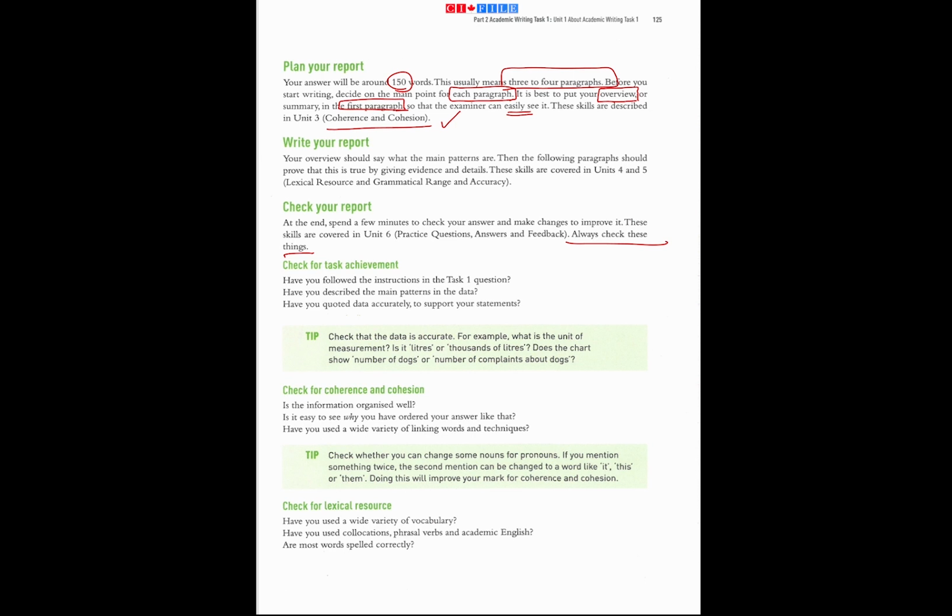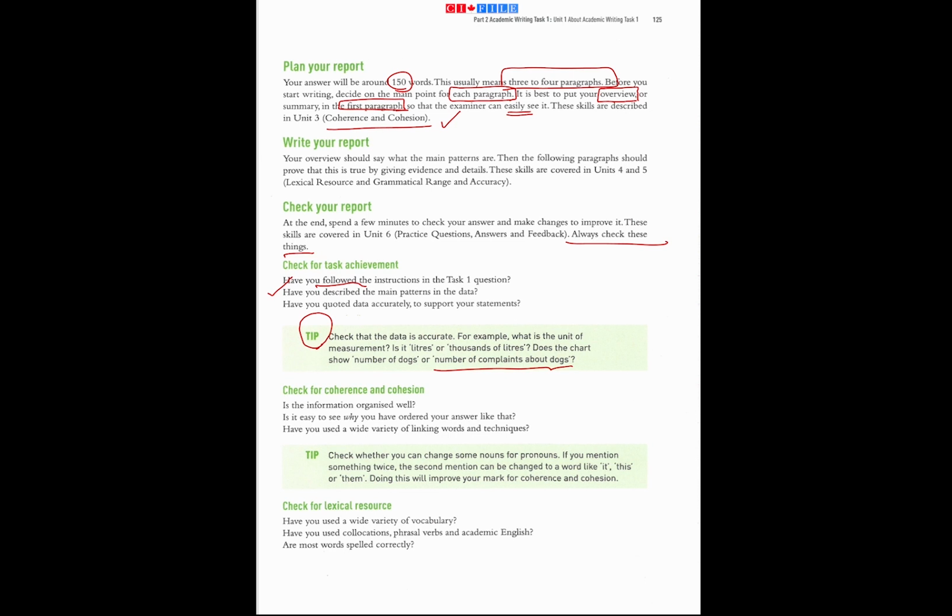Check for task achievement. Have you followed the instructions in the Task 1 question? Have you described the main patterns in the data? Have you quoted data accurately to support your statements? Here's my tip for you. Check that the data is accurate. For example, what is the unit of measurement? Is it liters or thousands of liters? Does the chart show number of dogs or number of complaints about dogs?